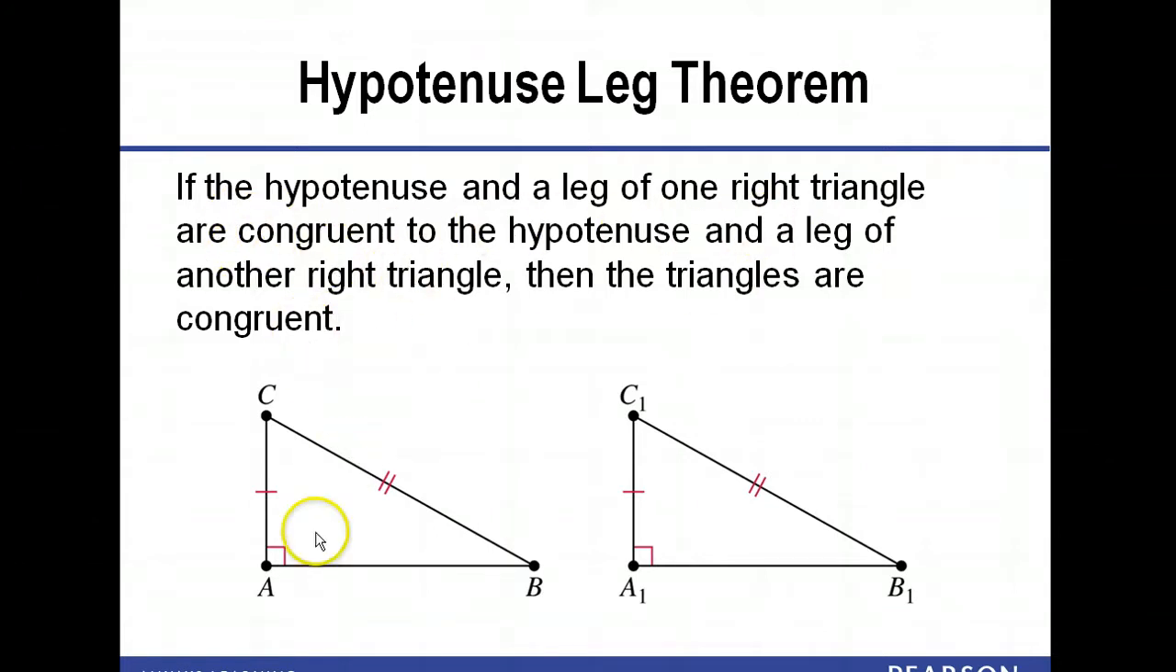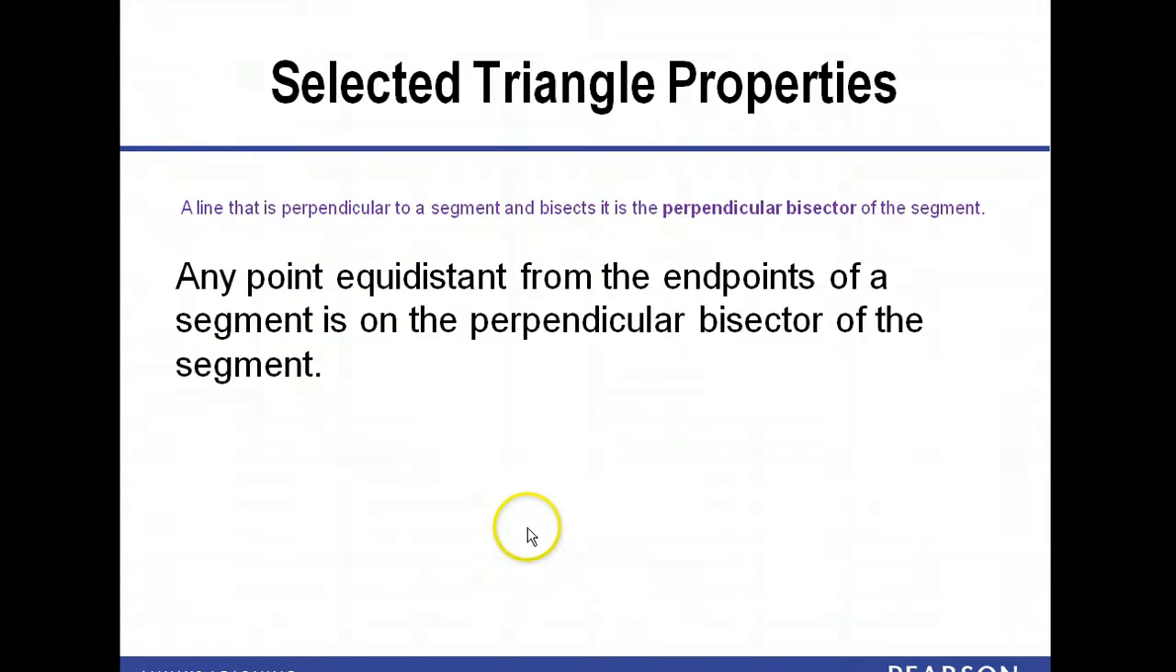So notice that we have three pieces of information that we know are the same. They both have a right angle, a leg that is congruent to another leg, and a hypotenuse which is congruent to the other hypotenuse. So knowing those three pieces of congruency allows us to say that the two triangles are congruent. So let's move on to some selected triangle properties here.